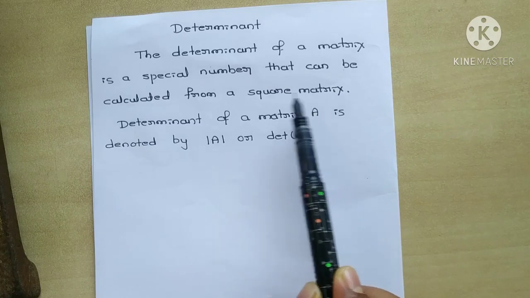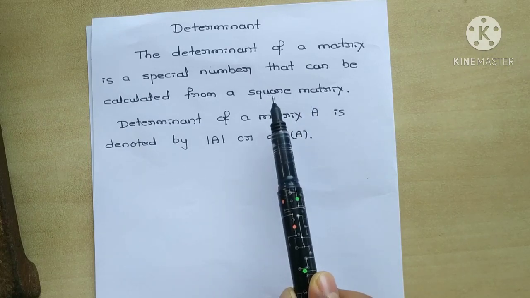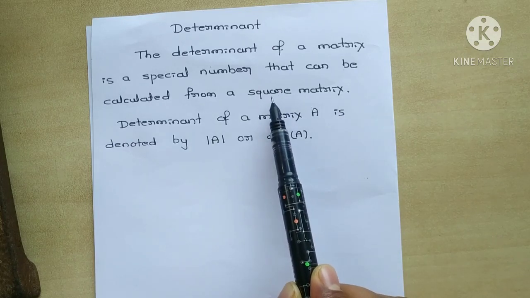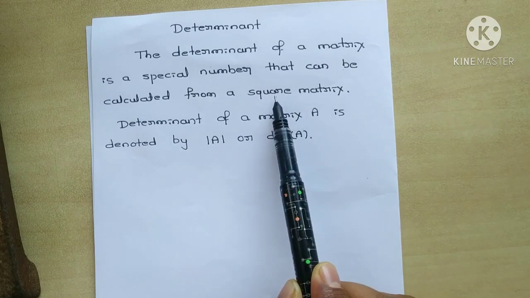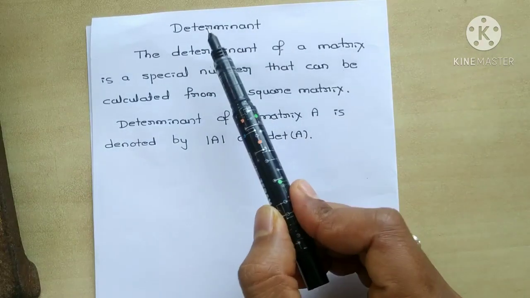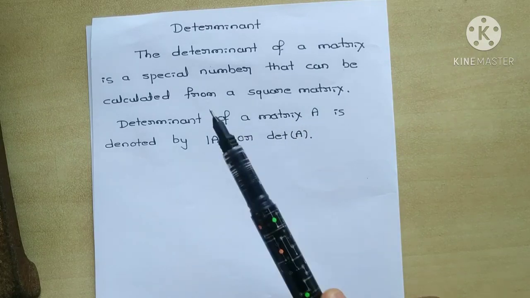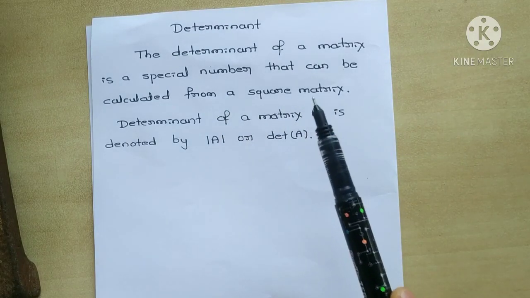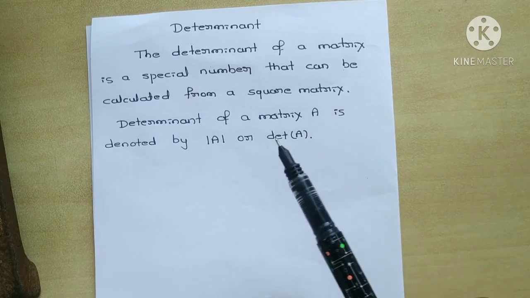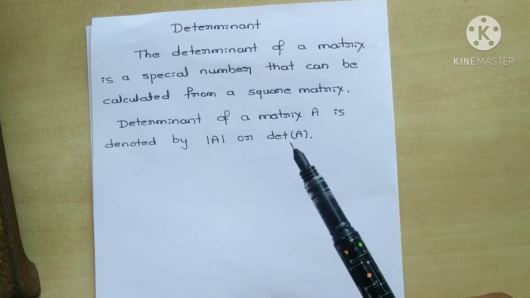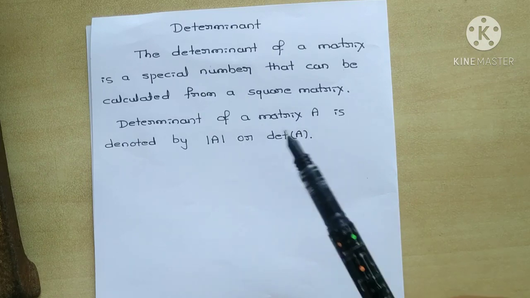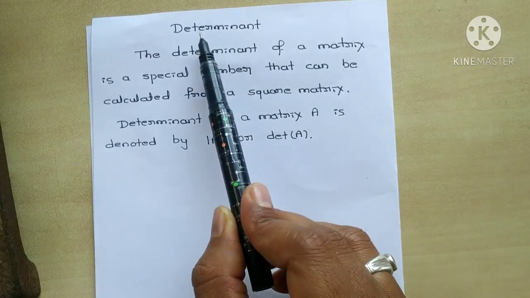What is meant by a square matrix? Any matrix in which the number of rows equals the number of columns is called a square matrix. If it is a square matrix, then only you can find the determinant value. To find the determinant value, we are going to use a second order determinant as well as a third order determinant. To find the second order determinant value we have some rules, and similarly for the third order determinant we have some rules. You need to follow those rules, then only you can find the determinant value.